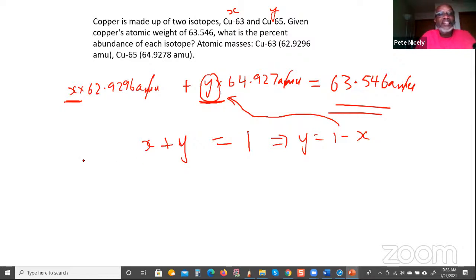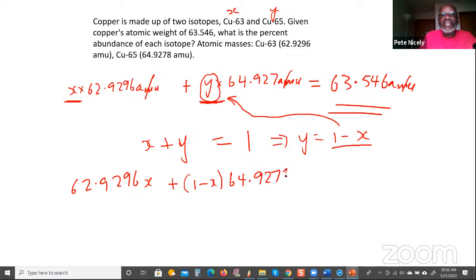Okay, so what I'm going to end up with is 62.9296x plus, and then I'm going to put 1 minus x where the y is here. So this will become 1 minus x times 64.9278 AMU, and that will be equal to 63.546. Let me take out AMU, it's canceled out already. And then I would distribute this number between these two here.